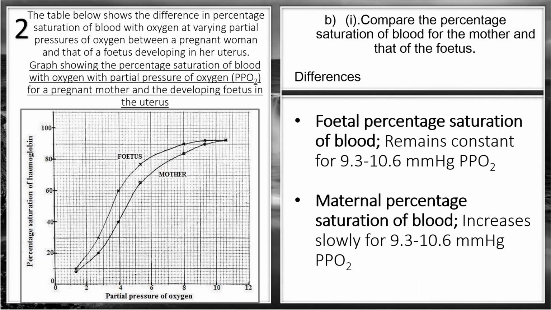The fetal one remains constant from 9.3 up to 10.6 millimeters Hg. So around here, it remains constant for the fetus. Whereas for the mother, from around 9.3 to 10.6 millimeters Hg, it increases slowly. For the mother, it is still increasing slowly, going up, as that one of the fetus is constant.